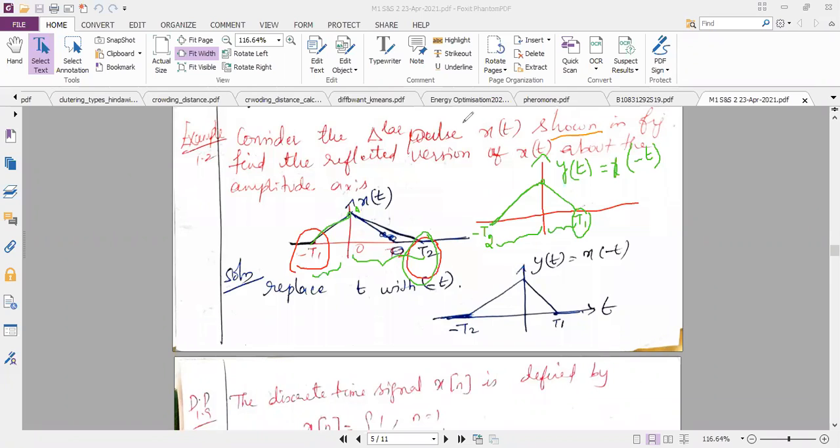So now, I hope you understood. I hope you are all doing along with me, because if you do not practice, it will be very difficult. You see now, can I say the reflected signal is nothing but the mirror image? Can I say like that?